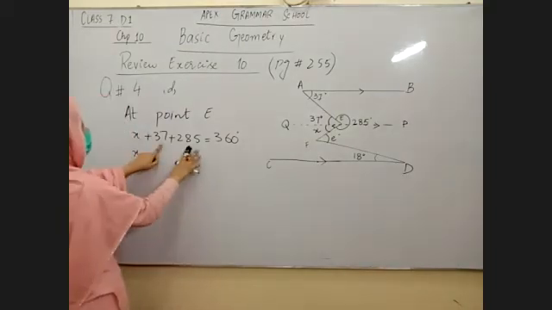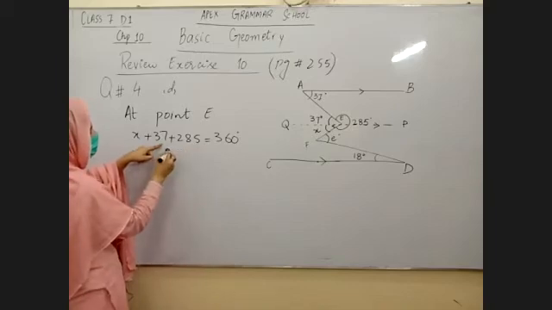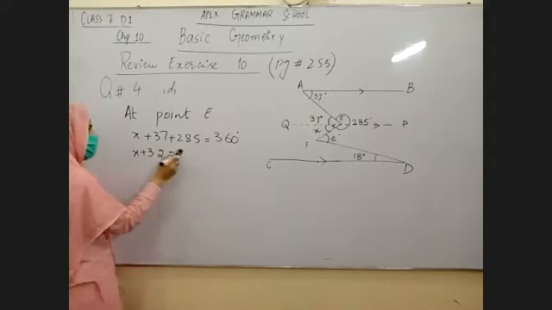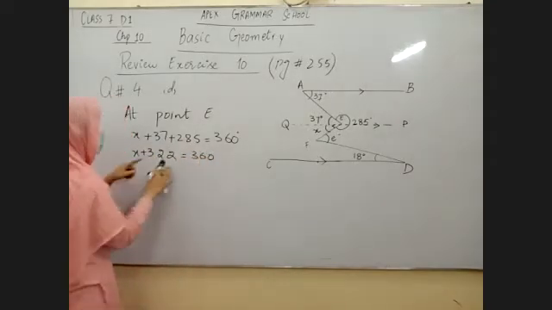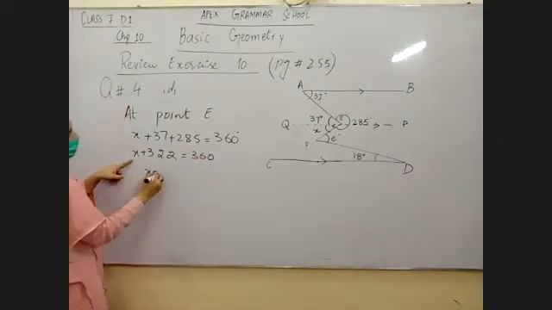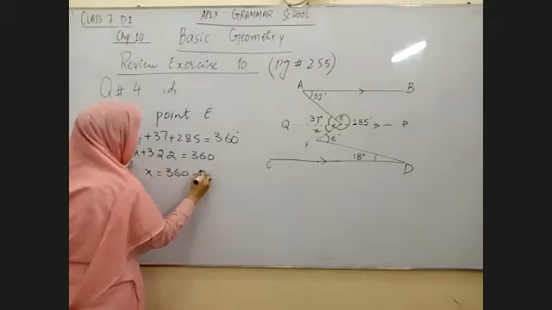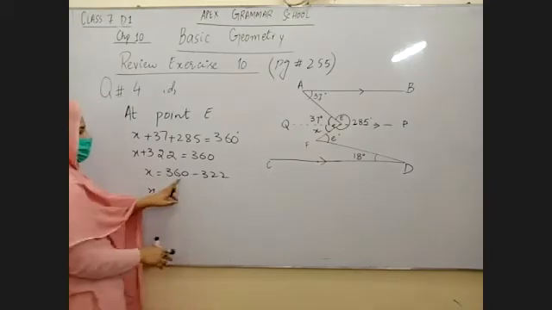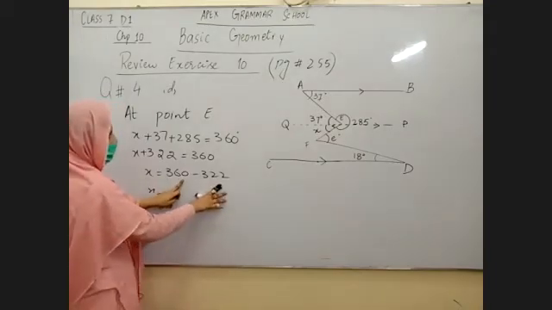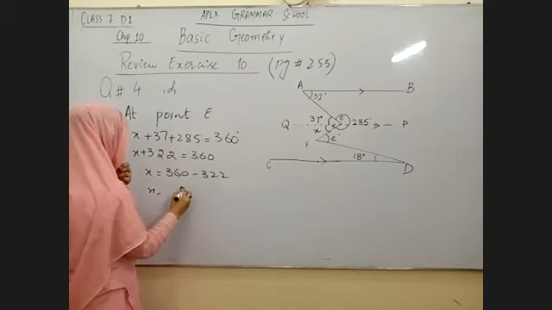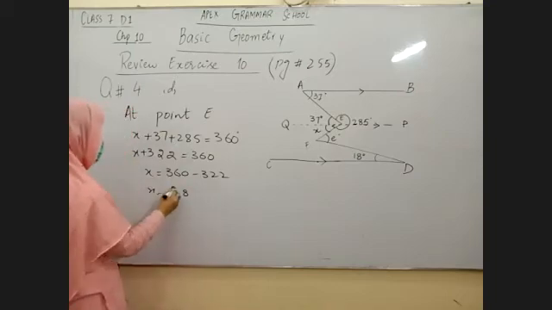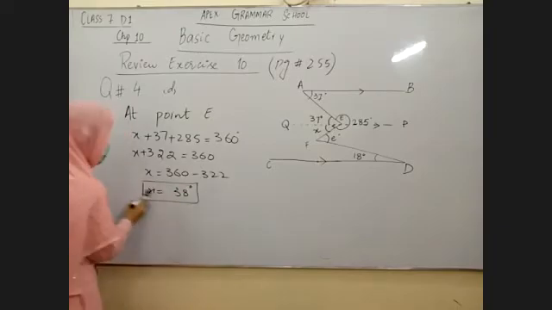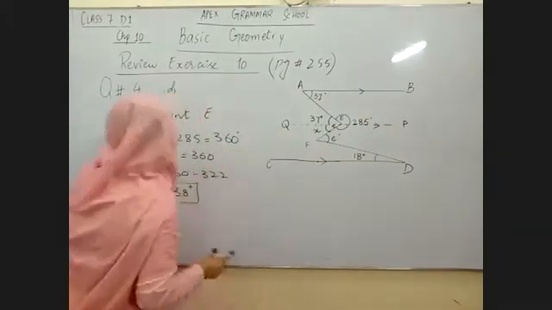Okay, now I'm going to add these two, 37 and 285. 322 is equal to 360 degrees. Now 322 is being added on one side of the equation, so on the other side it will be subtracted. So 360 minus 322. When I subtract, 10 minus 8, and 5 minus 2, it is 38. So the value of X is 38. This angle, the lower one, is 38.